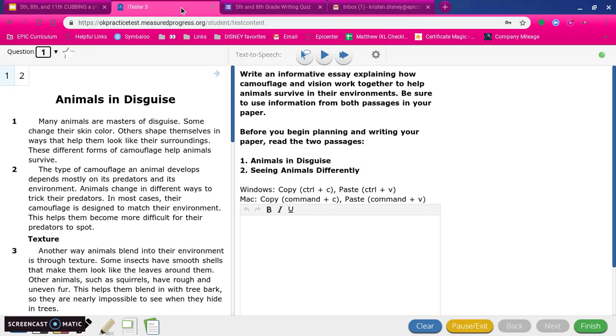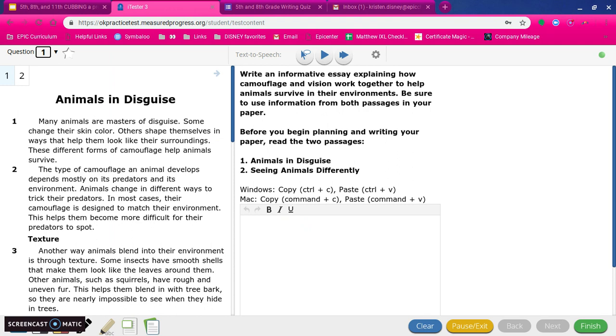So I've already pulled up the sample 5th grade writing test on the Measured Progress site. If you've not already looked at this, I recommend that you go and look at this and become familiar with the tools. The first thing we're going to do is read the prompt, which is written right here. It says, write an informative essay explaining how camouflage and vision work together to help animals survive in their environments. Be sure to use information from both passages in your paper.